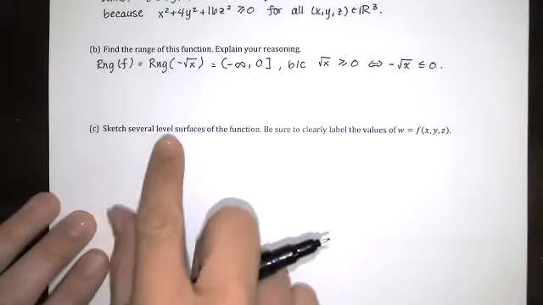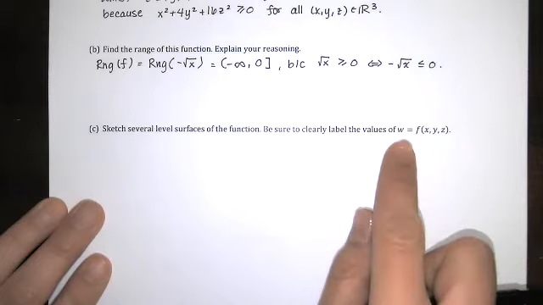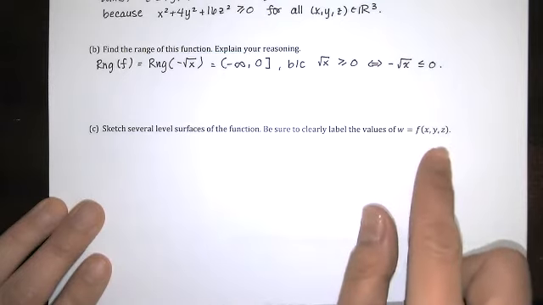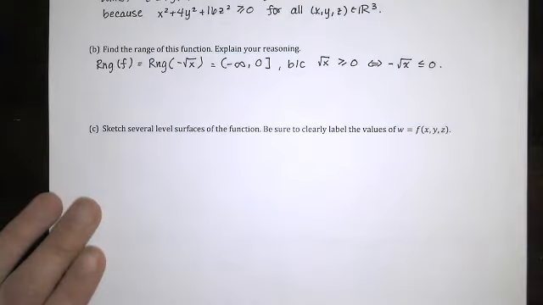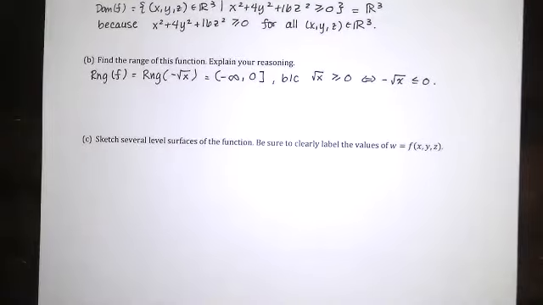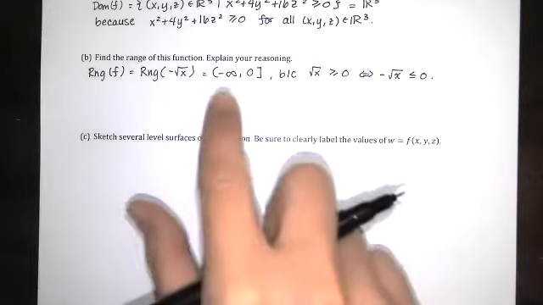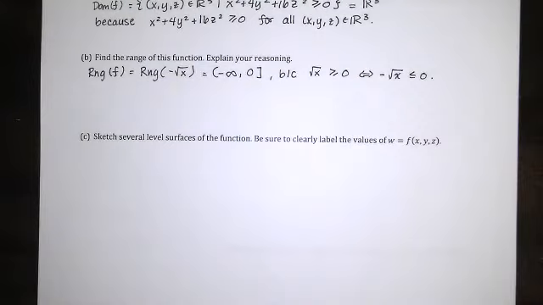Now we're asked to sketch several level surfaces of the function. It says, be sure to clearly label the values of w that we're using here. So on the last problem, we were sketching level curves. We set z equal to a constant, and then we saw what those curves looked like. Now we're trying to visualize a function of 3 variables, which is difficult to do because we live in 3-dimensional space. So what we do instead is we sketch level surfaces. So we choose values of w in the range, which is why it's really important that we find the range first. And then we sketch the resulting surfaces.